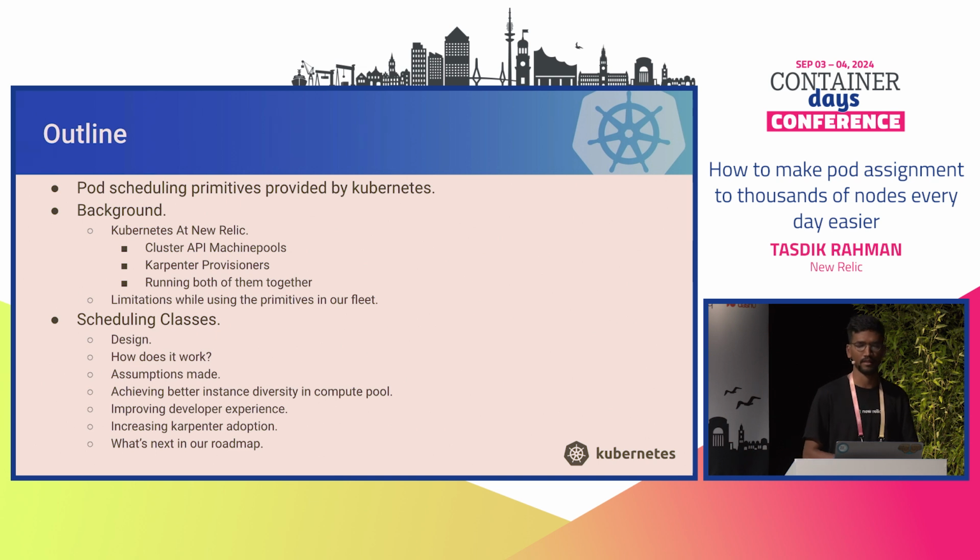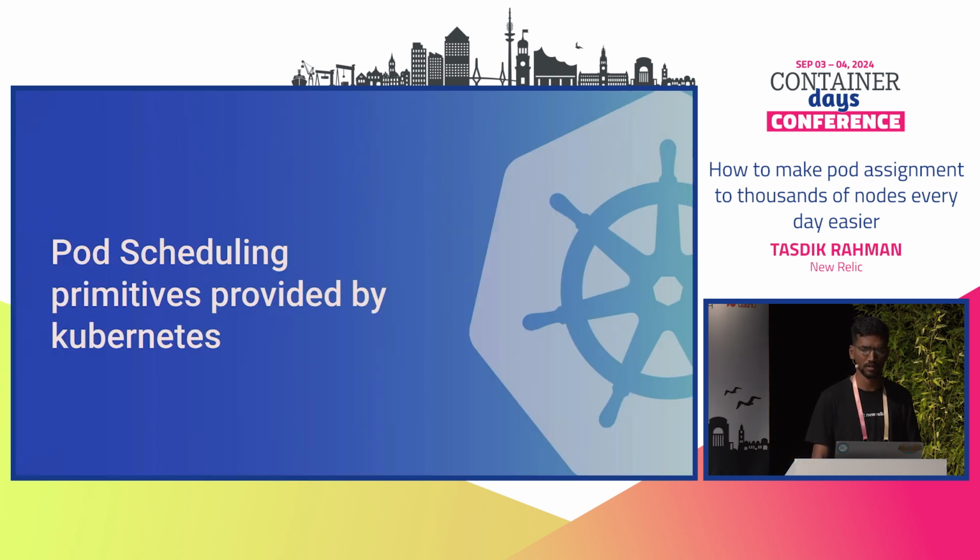And then the later section would be more focused on a solution which we came up with called scheduling classes, and mostly just goes about the design, how does it work, some assumptions which we made, and a couple of outcomes which we have achieved from the solution, some of them being achieving better instance diversity in compute pool, improving the developer experience, and one of them also being increasing Karpenter adoption, right? And what's next in our roadmap for the same, right?